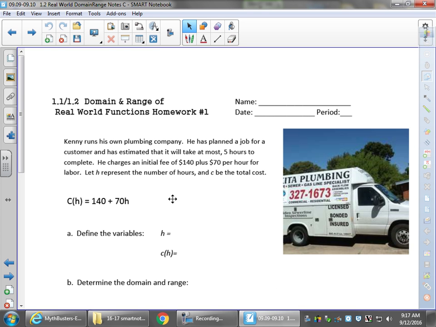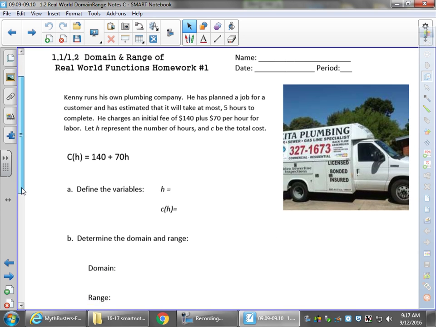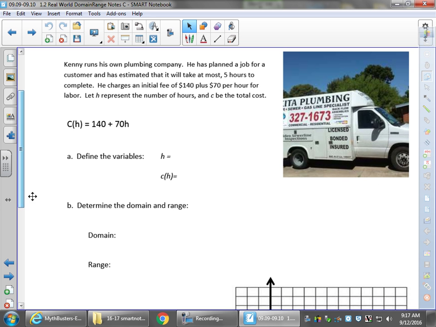Okay, so last night's homework. Kenny runs his own plumbing company. He has planned a job for a customer and has estimated that it will take at most 5 hours to complete. He charges an initial fee of $140 plus $70 per hour for labor. Let H represent the number of hours and C be the total cost. And I'm given this model.